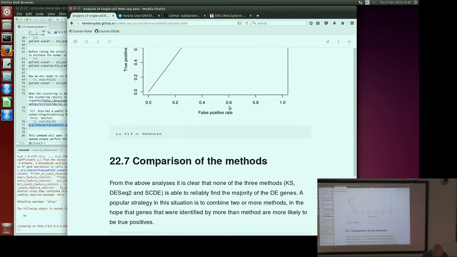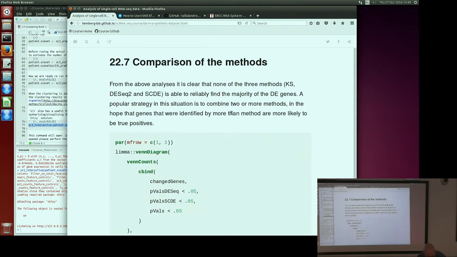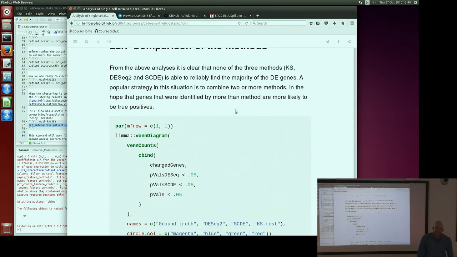So what people tend to do a lot in practice, since we don't really trust any of the methods, and we don't really know which of the different differential expression methods is the best one, and this of course also works for pseudotime, clustering, and so on, is that it's often a good idea to run several of them and try to combine them somehow, and use the overlap to find the stuff that you're most confident in.